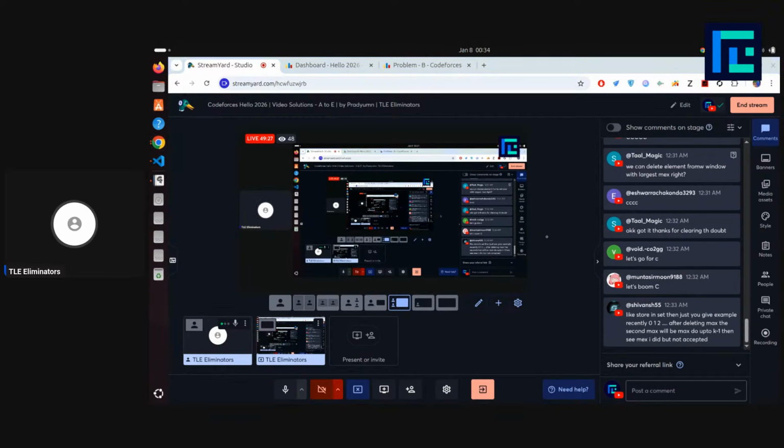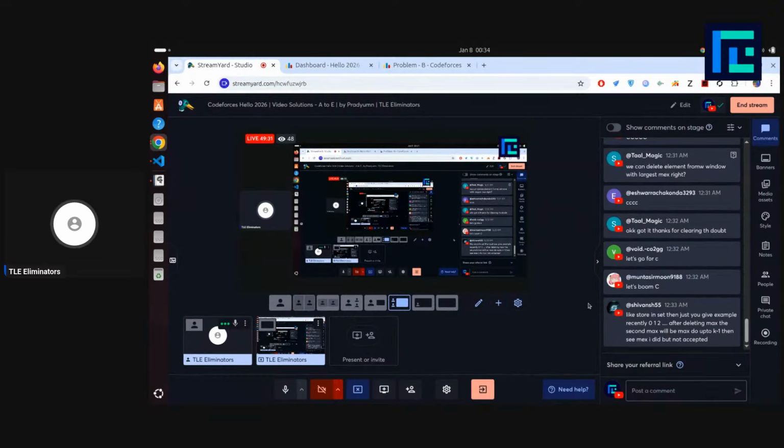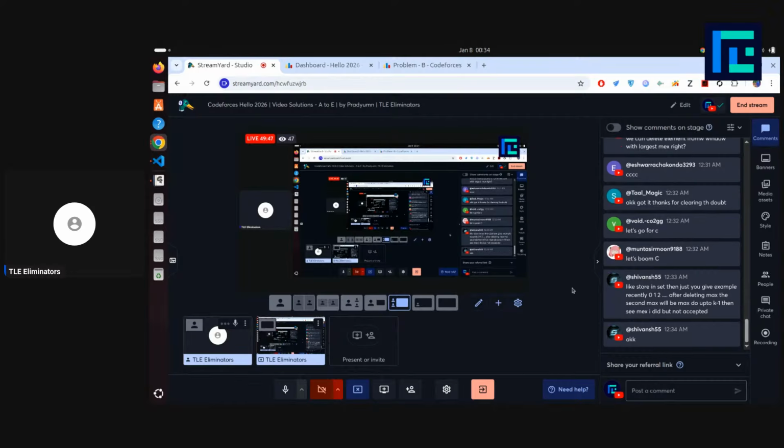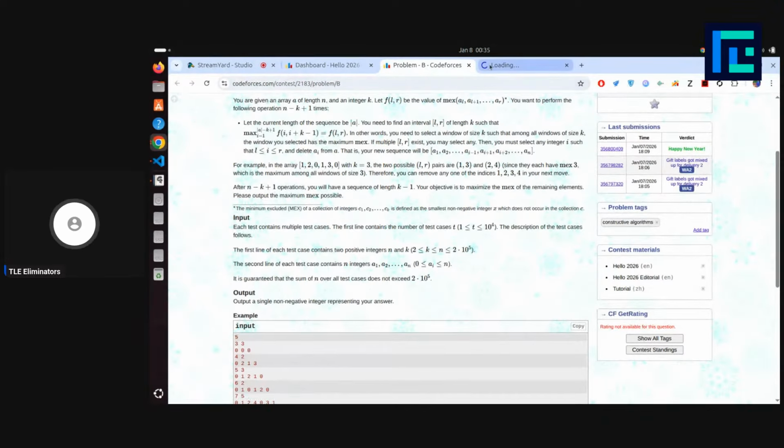Okay, you are putting in set. So are you checking that size of set is k minus 1, or are you doing it n minus k plus 1 times irrespective of that? Like I think, okay, let's move on to, okay, I'll show the code quickly. Then I will move on to the C problem.